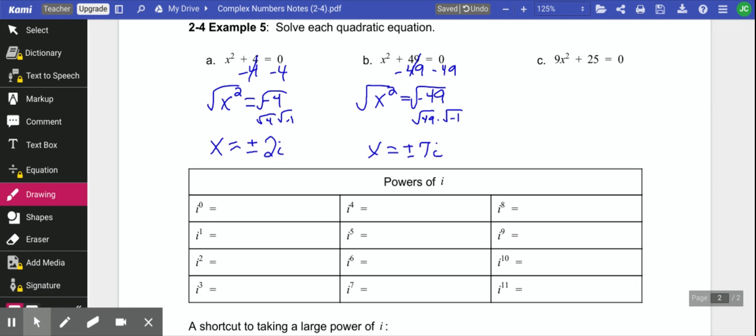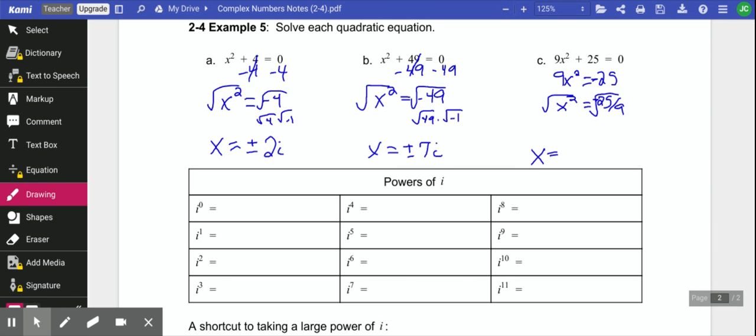All right, so let's take care of this next one. We're going to subtract 25 from both sides. So we get 9x squared equals negative 25. And let's go ahead and divide both sides by 9. So negative 25 ninths. And we're going to take the square root of both sides. Oh, wait, someone forgot the negative. Sorry about that. There it is.